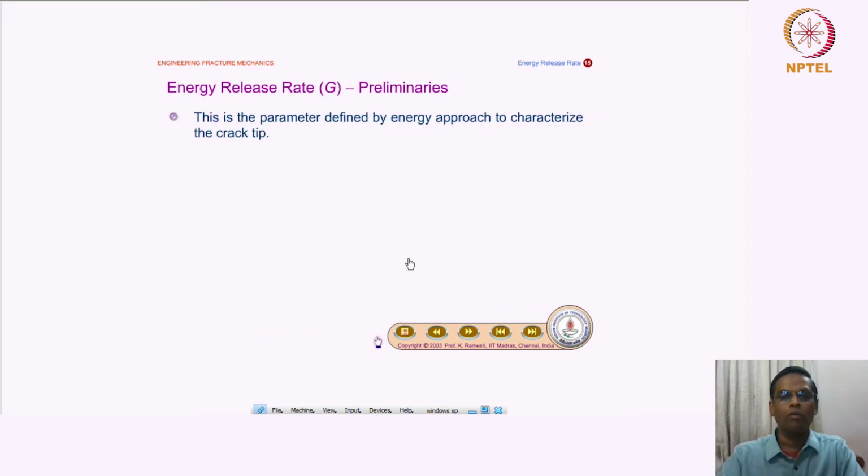So now what we will do is we will look at the energy release rate G preliminaries. This is a parameter defined by the energy approach to characterize a crack tip.